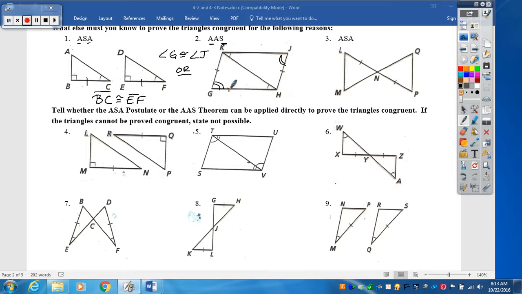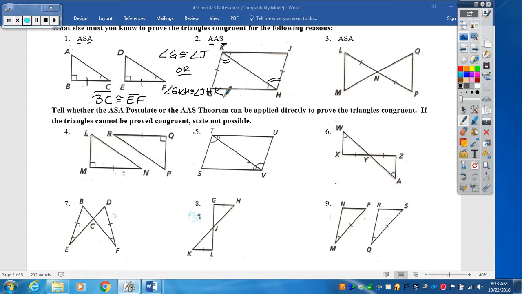Or, if I go ahead and erase those two, I could have also used these two angles here. Notice how, again, the side that's marked congruent is not between the two congruent angles. So I could have also used angle GKH and angle JHK. Those could have also been some options there that we could have used.